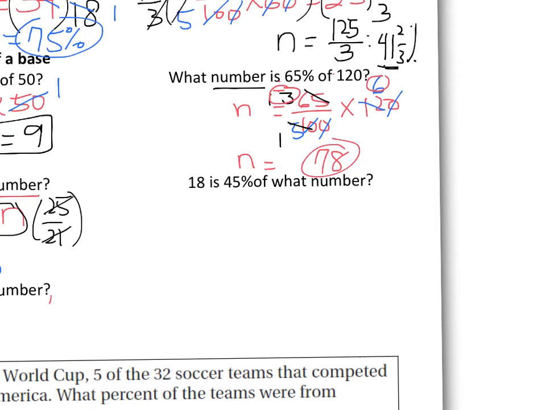Okay, in this problem, 18 is 45%. We write that as a fraction, of is a multiply sign, and what number? N, and here's your equation. Okay, and then we can first simplify 45 over 100, and that would be 45 divided by 5 is 9, 100 divided by 5 is 20. Now we can multiply by the reciprocal of 9 over 20, which is 20 over 9.